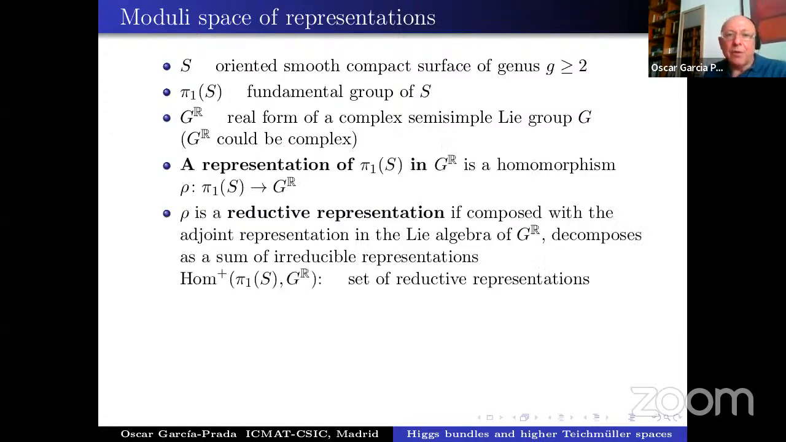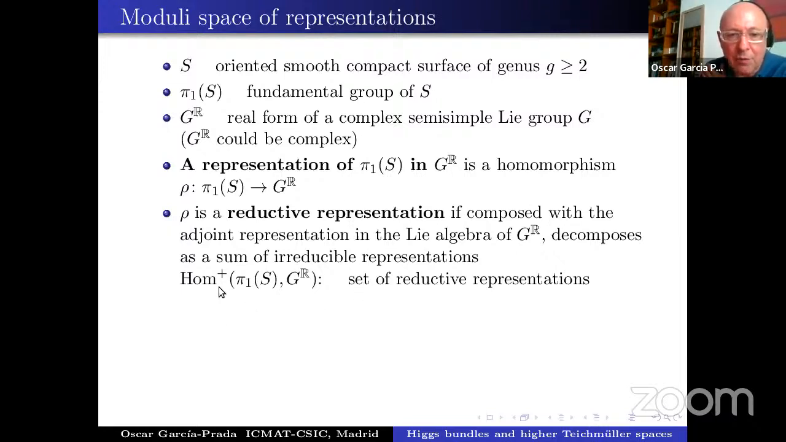Okay, so we want to study representations of the fundamental group of S in GR. And the representation is simply a homomorphism from the fundamental group to our group. And in order to have a nice set of equivalence classes of representations, we want the representation to be reductive. That is, if we compose the representation rho with the adjoint representation, the composition decomposes as a sum of irreducible representations.